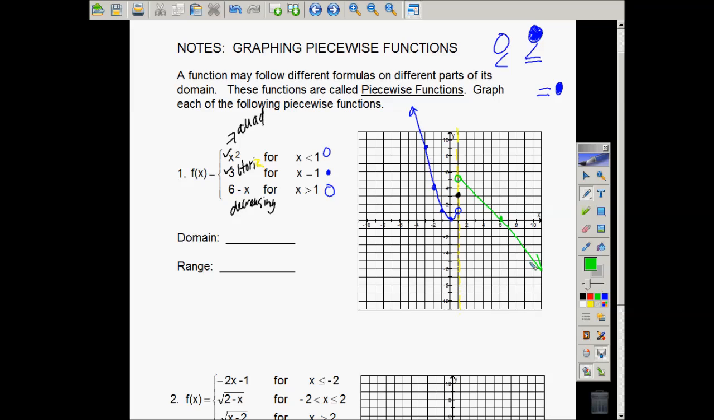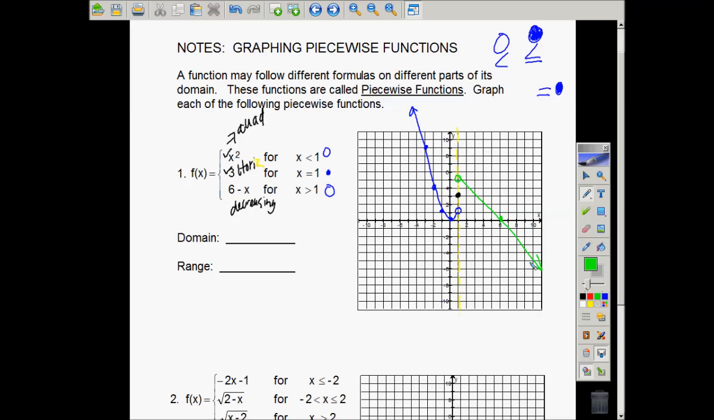Is x equals 1 always going to be in the middle? It depends on where it falls in the piecewise function. Can you have a y-intercept at 6? Yes, I have an x-intercept at 6, but I also have a y-intercept at 6, but I don't get there because I have that breaking point, that boundary line.